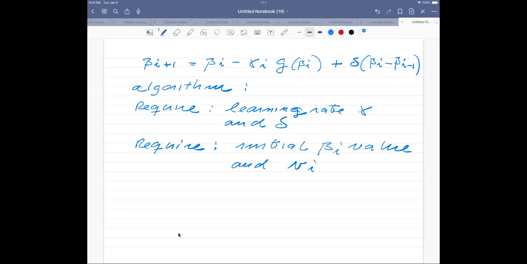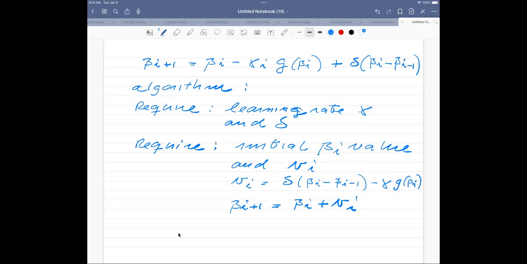So let's set up these parameters, because the algorithm is going to be split in two steps. So I have a v of I, which is given by delta times my previous value, beta of I minus beta of I minus 1, minus this gamma times g of beta of I. And that means that my new value, beta of I plus 1, is going to be given by the value which I have currently plus v of I. So this is just the equations which I'm going to implement. So I need then initial values for these parameters, beta of I and v of I.